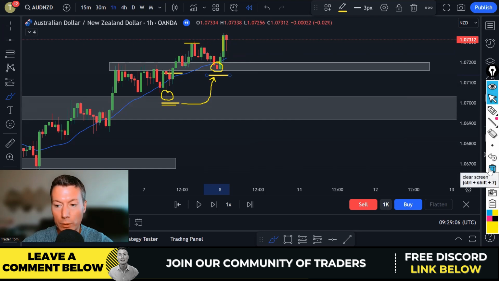Now let me remove all those lines. Now, if you imagine the trade now, this is where I entered, and this is where my stop loss is.